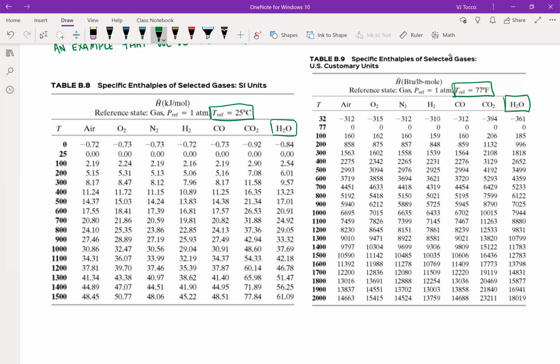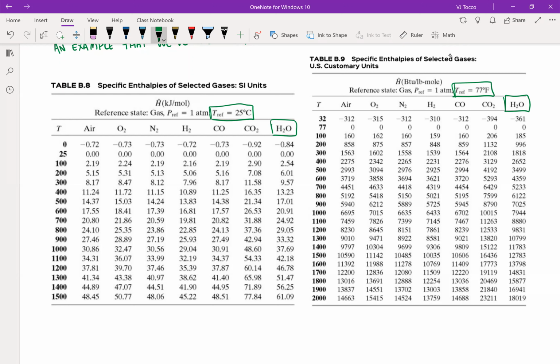So if you would like to compare the results from table B8 or B9 to any of the steam tables, you have to be aware of the fact that they use a different reference temperature. So you must take that into account if you wanted to mix and match the results of these tables. I think it's probably safest to just use one table or the other.